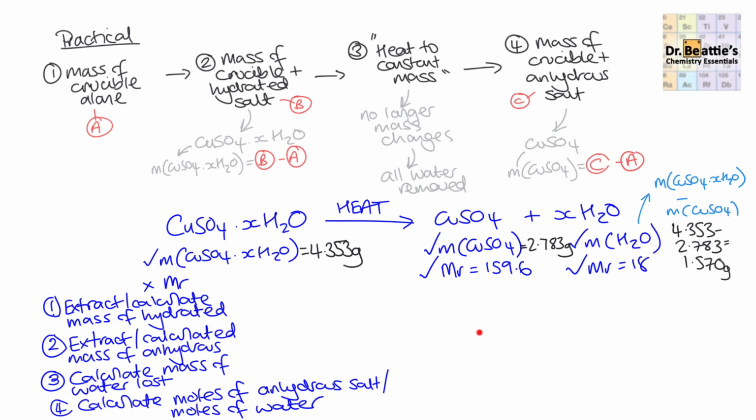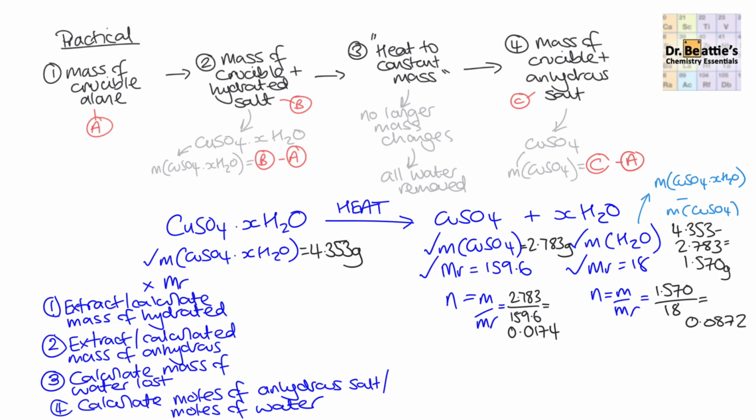Then we're going to work out the number of moles of the anhydrous and the number of moles of the water. So for the anhydrous, we get the value of 0.01744. And for the moles of water that were removed, we've got 0.0872. The final step here is to work out the ratio between the moles of water that were removed compared to the moles of the anhydrous salt. So it's a bit like an empirical formula. The number of moles of water divided by the number of moles of copper sulfate.